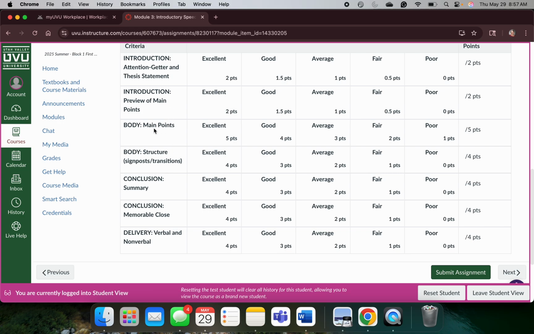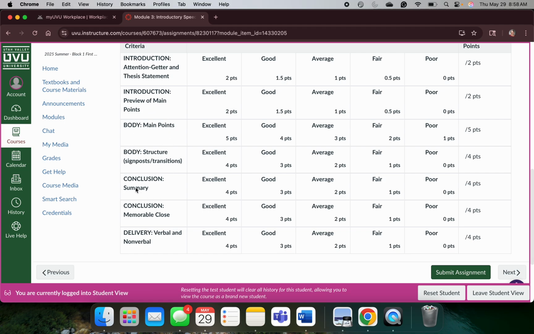Okay, then you move into the body. Notice how the body of the speech, which is the bulk of what you write, is only worth less than a third of the points compared to the organization and presentation of the speech. I just cannot emphasize that enough.